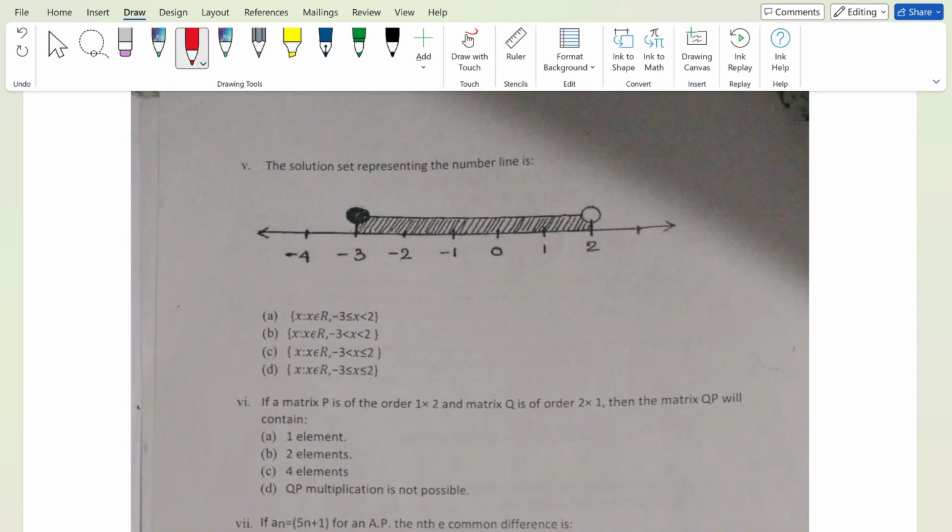Next is question number 5, inequation. This is given: less than 2, and greater than or equal to minus 3. So x is greater than or equal to minus 3 and less than 2. This one, the first one only.